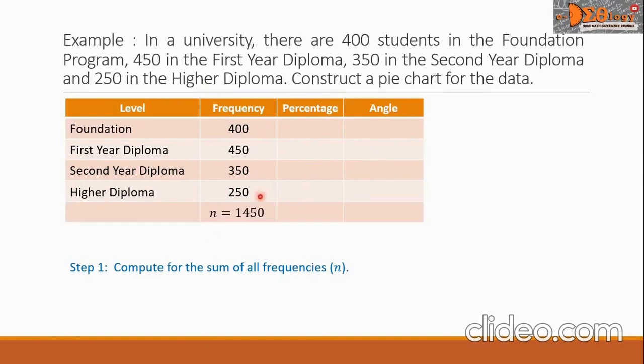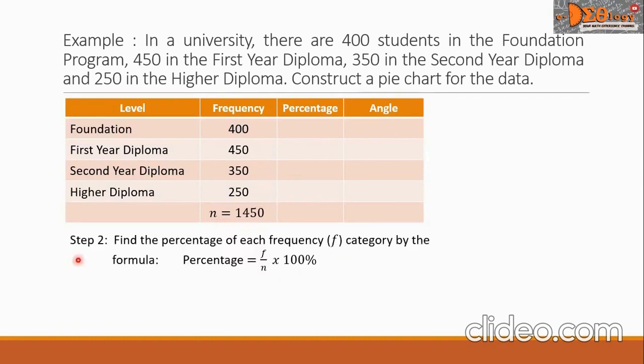Taking the summation of this column, we will have n equals 1450. Step 2. Find the percentage of each frequency category by the formula percentage equals f over n times 100%. Let's start with our first blank here. So we're going to use the 400, and that is the frequency of the first level, divided by the 1450, and then multiply by 100%. And the answer is 27.6%.